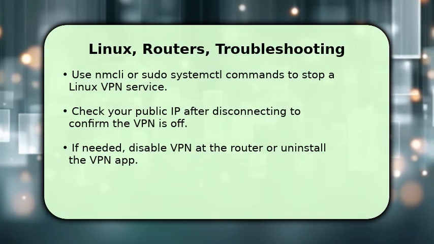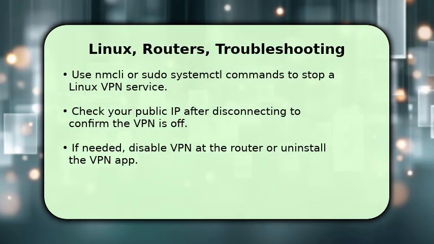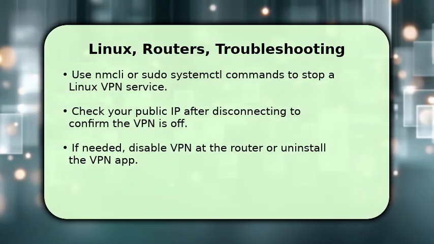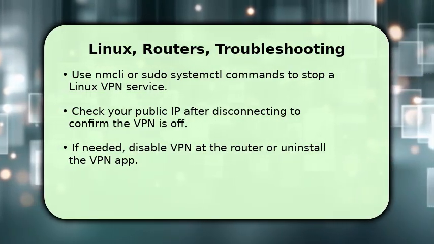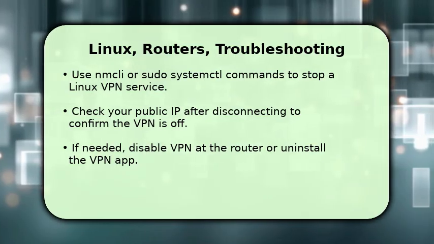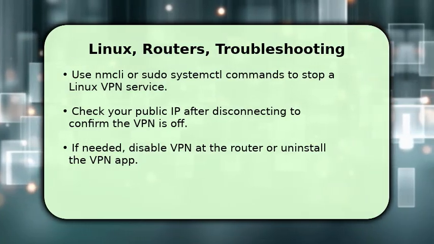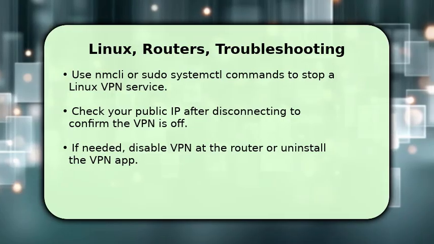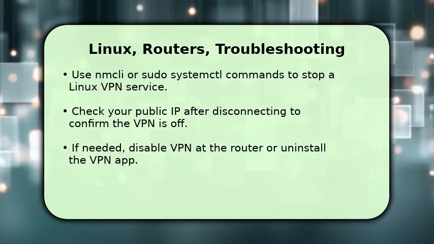On Linux, save your work and close apps before stopping VPN services. Use nmcli device disconnect or sudo systemctl stop openfortivpn client to stop the service. If openfortivpn persists, run sudo killall openfortivpn to terminate processes safely.